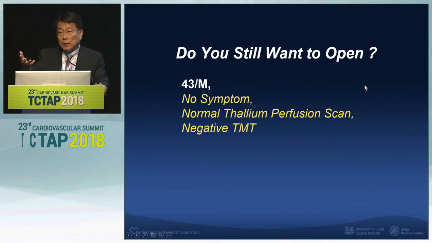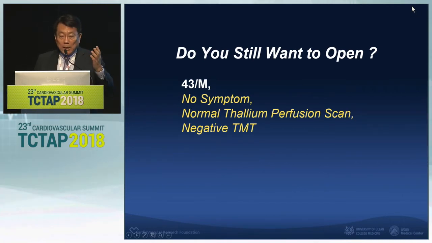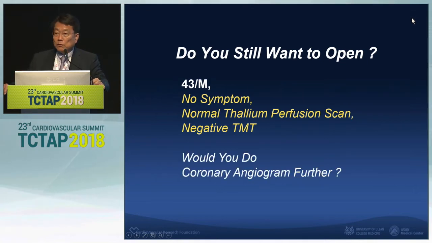Contradictory, right? You get the patient, 43, a gentleman, asymptomatic, atypical symptom. Anyway, normal perfusion scan, negative treadmill exercise test. Do you want a coronary angiogram further?